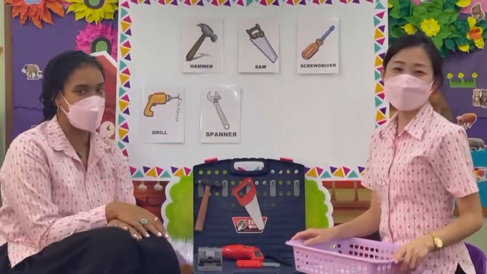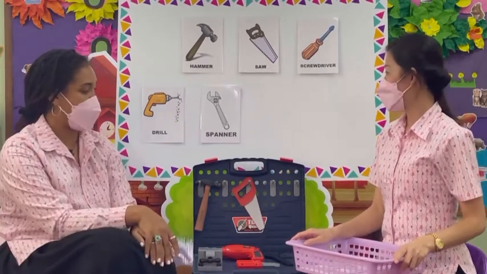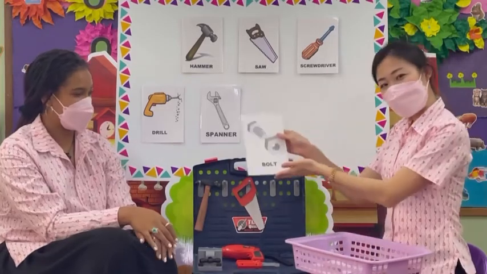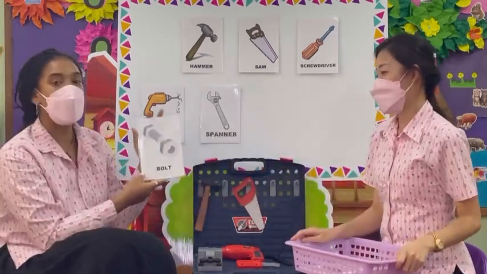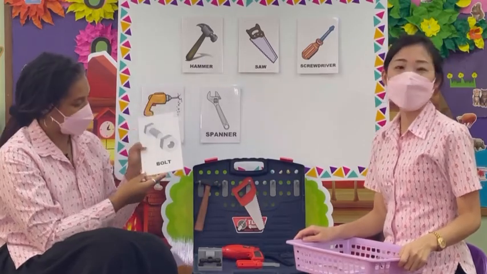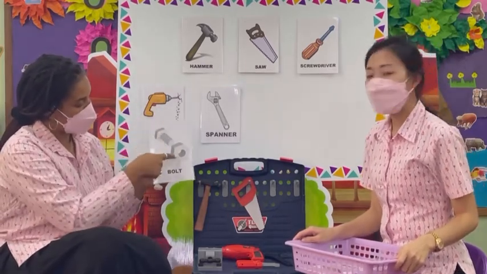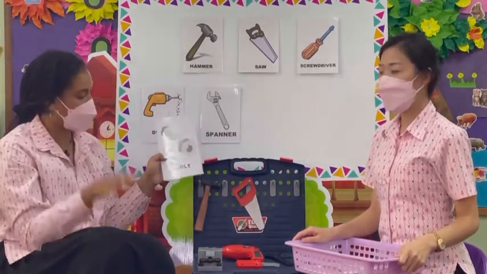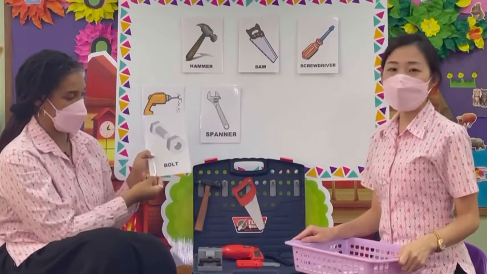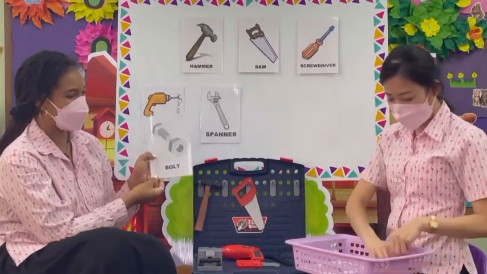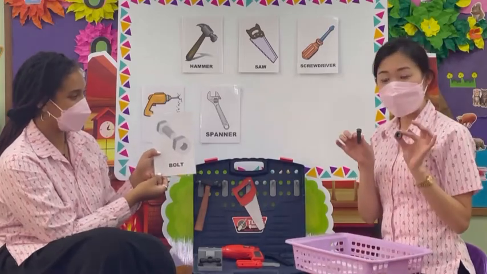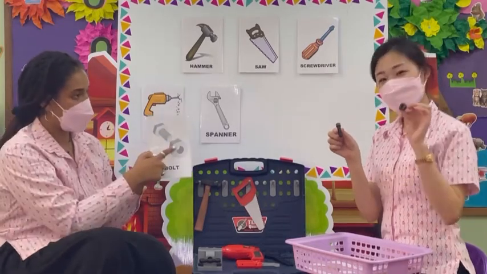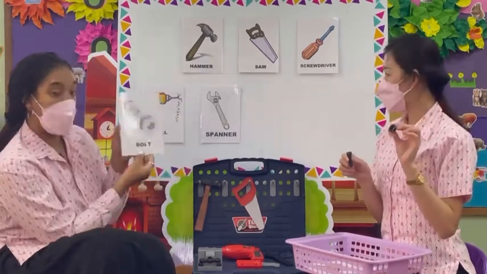Okay, next. The next thing that we have in our toolbox. Tool number 6, what could it be? Ta-da! Okay, here we have a bolt. Now, as you can see, we have 2 parts of our bolt. And what we use our bolt for is to attach things together. Again, we have one large, long part and one short, small part.